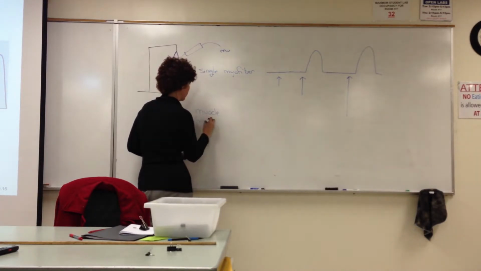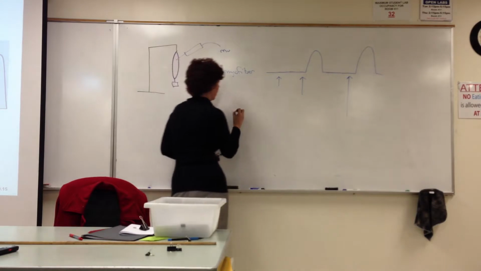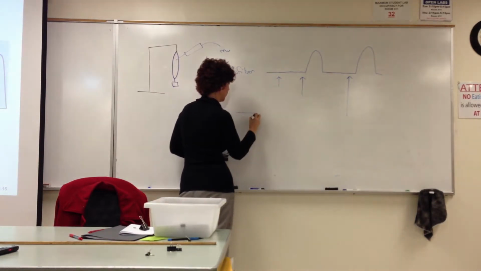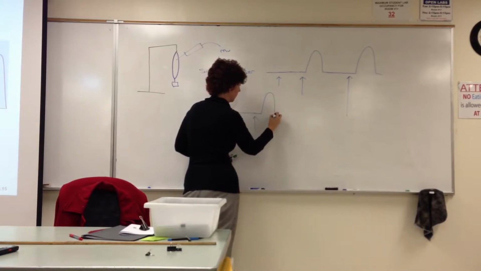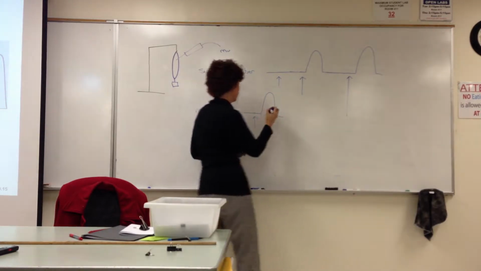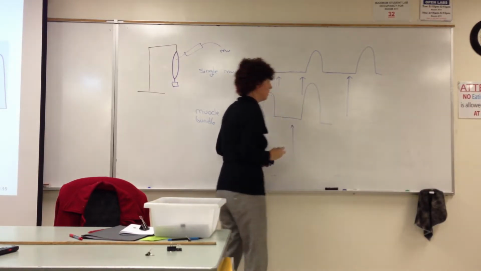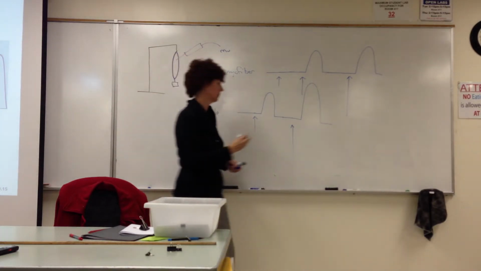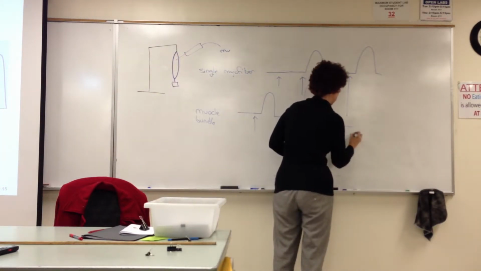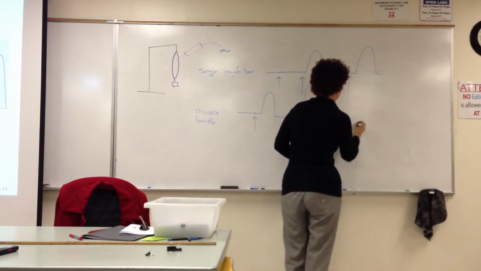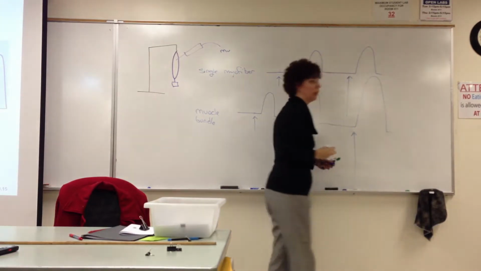The gastrocnemius. All right? We'll ignore the first one that doesn't work. We give it a stimulus. The muscle cell contracts. The whole muscle bundle contracts. We give it a stronger stimulus. The muscle contracts more. We give it a stronger stimulus. The muscle contracts even more.